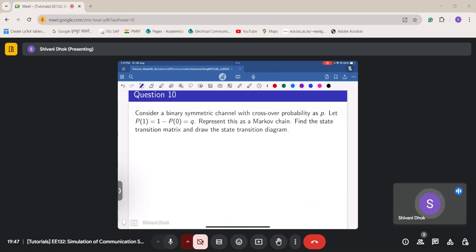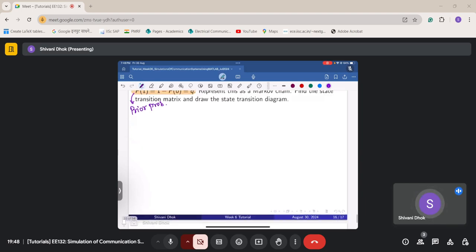This says: consider a binary symmetric channel with crossover probability p. Let these be the prior probabilities: the probability of 1 equal to Q and the probability of 0 equal to 1 minus Q. So let me make clear, these are the prior probabilities, the initial state 0 probability or state 1 probability is Q. What we need to do is represent this as a Markov chain.